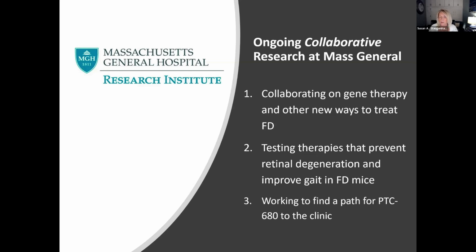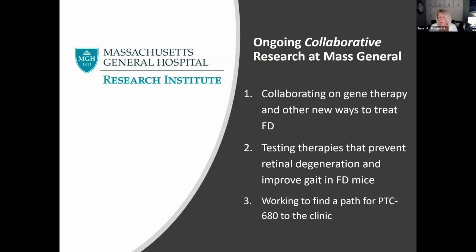We're pushing on multiple fronts to try to get some treatment to the FD patients. And what I want you to know is it doesn't matter to us which one gets there first. We're pushing them all so that we can get a treatment to the FD patients. So we work with Francis's lab on the gene therapy and other new ways to treat FD. We're continuing to test different therapies that both prevent the retinal degeneration and improve gait in our mice.